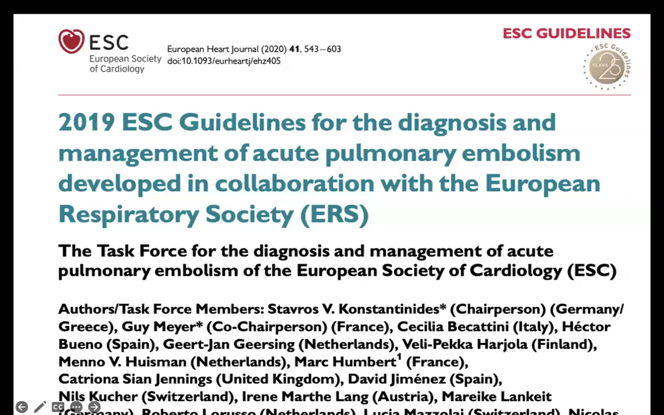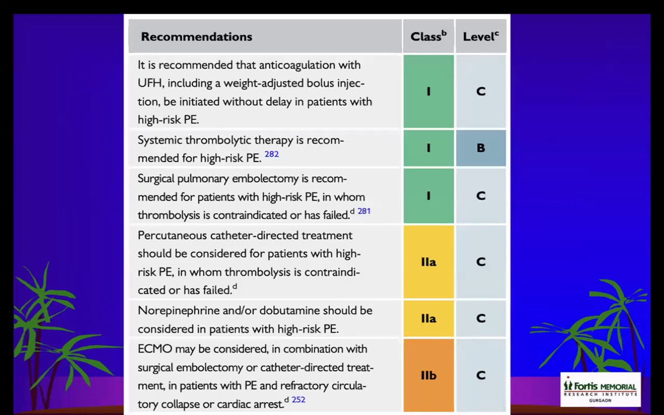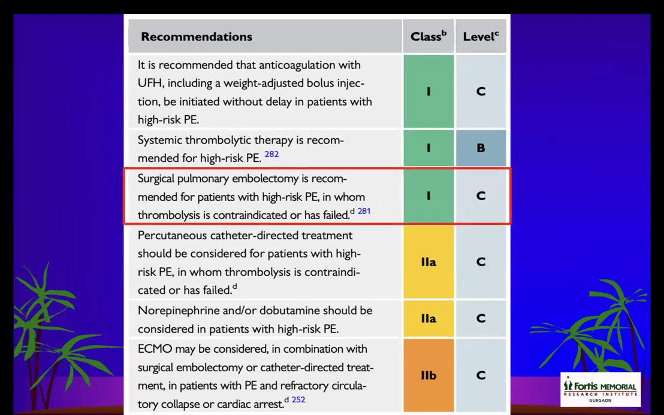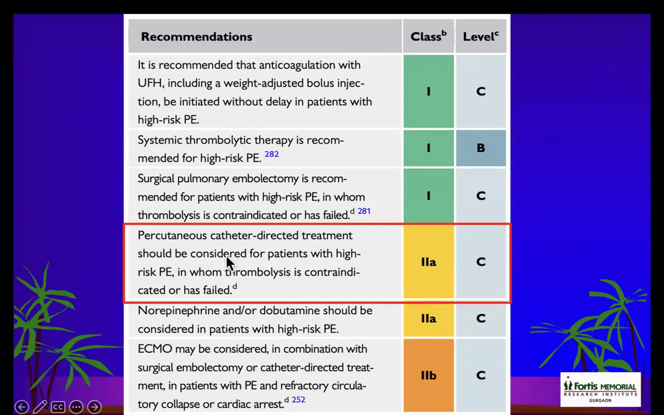So, take-home message: according to the 2019 ESC guidelines for the management of acute pulmonary embolism, systemic thrombolytic therapy is recommended for high-risk pulmonary embolism. This is the first-line therapy, a class 1B recommendation. Surgical pulmonary embolectomy is recommended for patients with high-risk pulmonary embolism in whom thrombolysis is contraindicated or has failed, and percutaneous catheter-directed treatment should be considered for patients with high-risk pulmonary embolism in whom thrombolysis is contraindicated or has failed. This is a class 2a C recommendation.